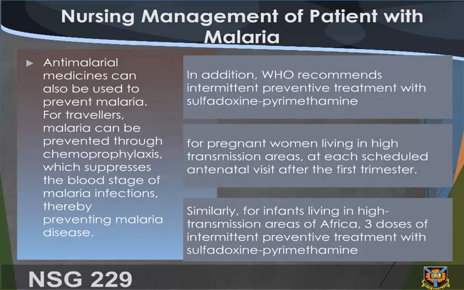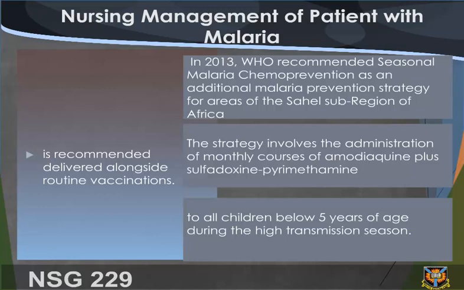WHO recommends intermittent preventive treatment with sulfadoxine-pyrimethamine for pregnant women living in high transmission areas at each scheduled antenatal visit after the first trimester. Similarly, for infants living in high transmission areas of Africa, 3 doses of intermittent preventive treatment with sulfadoxine-pyrimethamine is recommended, delivered alongside routine vaccinations.